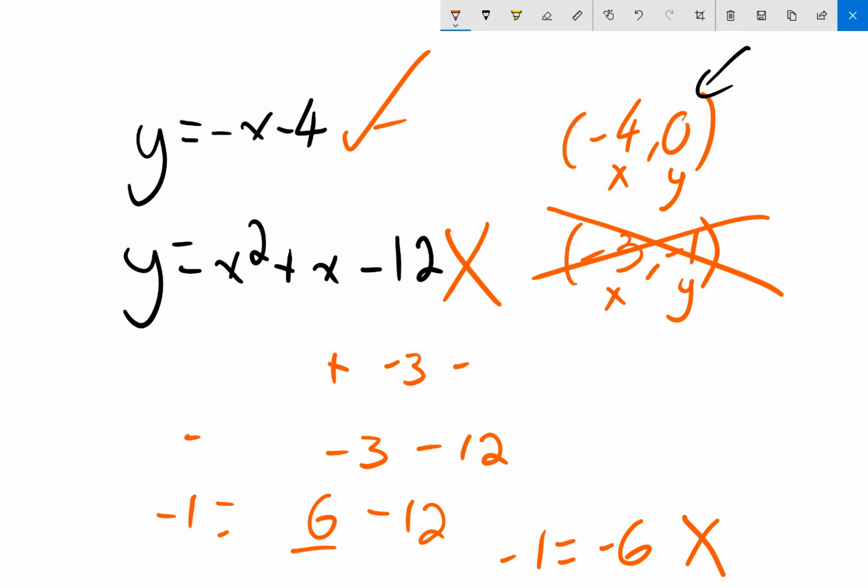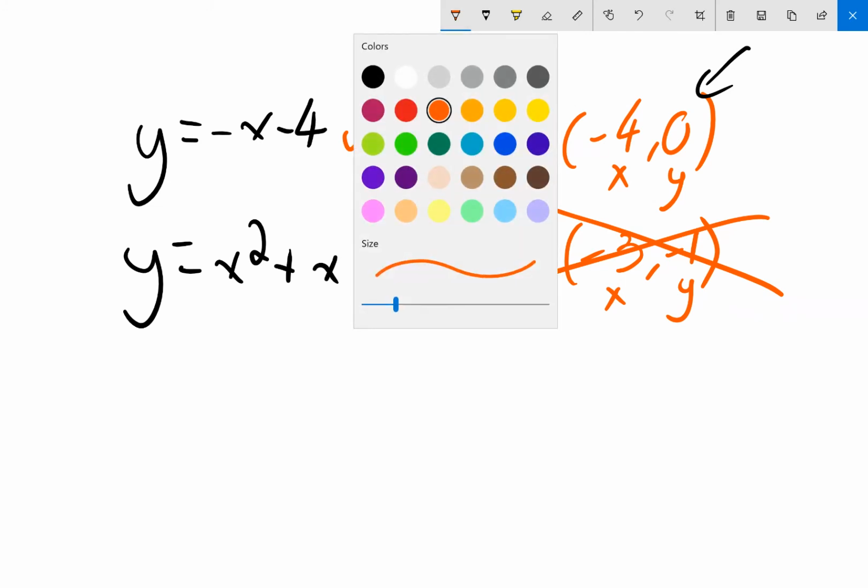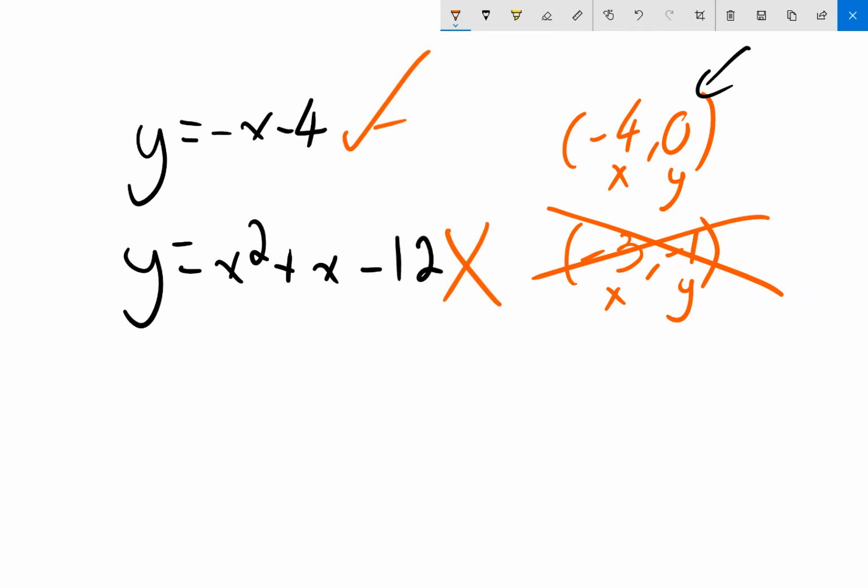So Kiko was wrong about that one. But we still need to check the other one to see if it works, or if it's just the (-4, 0) point that works. So the last point we're going to try is (2, -6), because that's given to us in the problem. So x, y, plug them in.